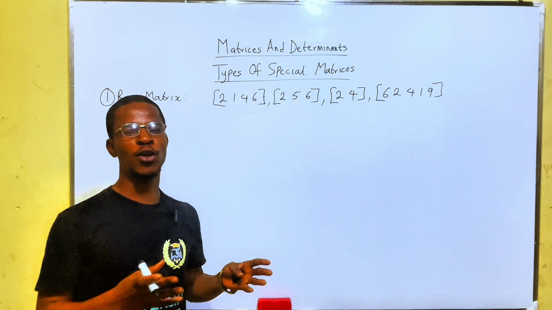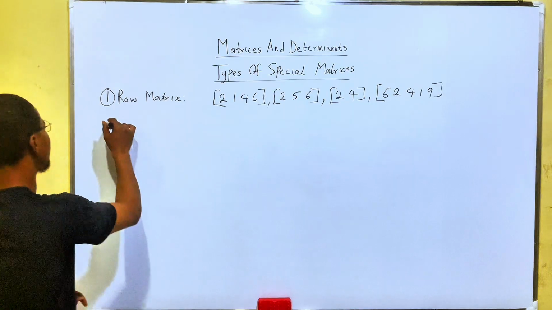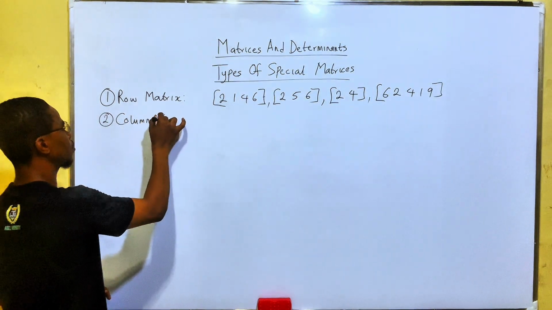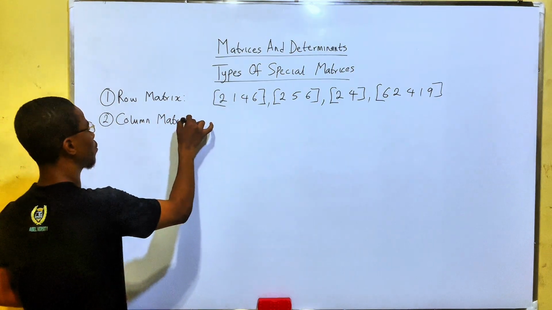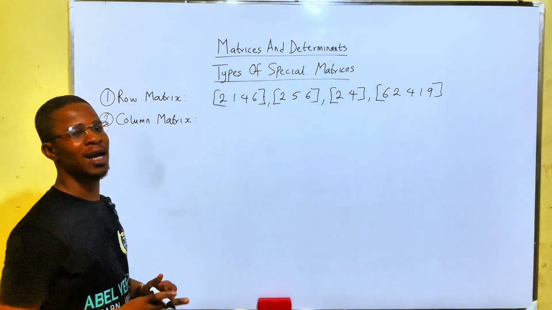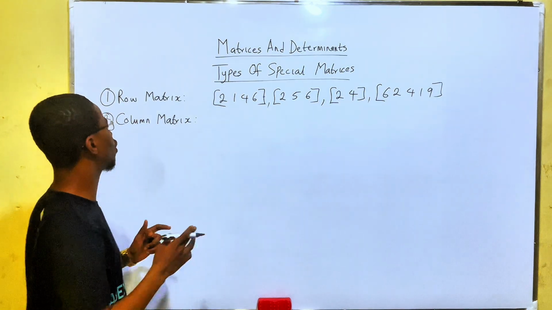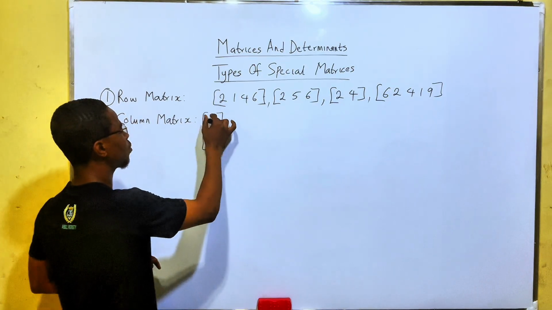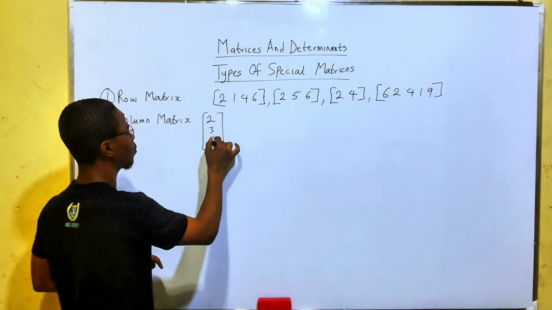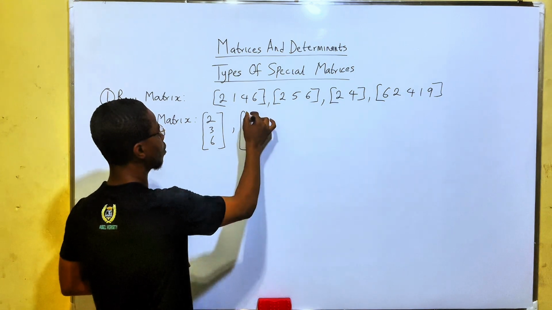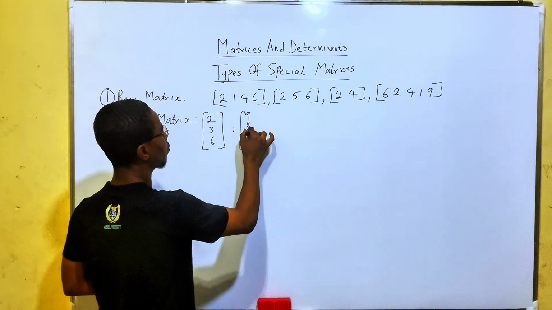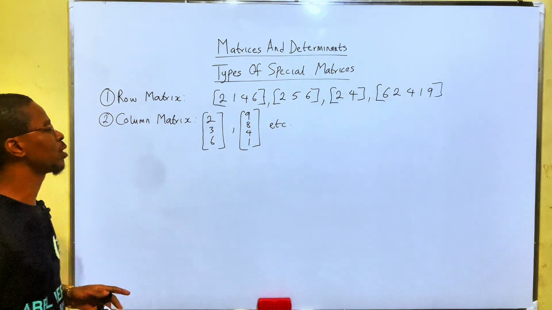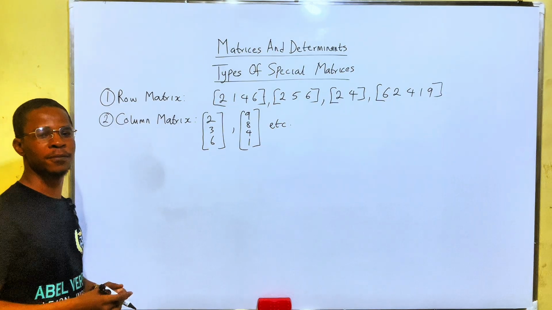The second we have is a column matrix. The column matrix has only one column. It has only one column. We also have this. So these are examples of column matrices.